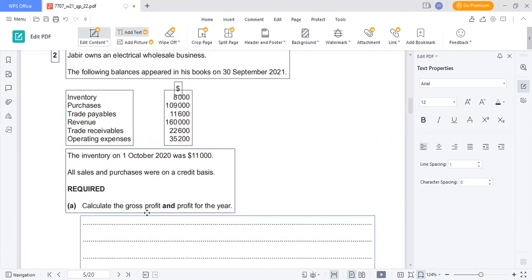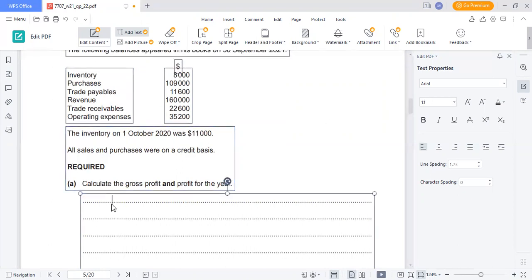For gross profit and profit for the year, we'll be needing inventory, purchases, opening and closing. Okay, opening inventory, closing inventory, purchases, and for profit, we'll be needing operating expenses. For gross profit, we need revenue. We'll be needing cost of sales.